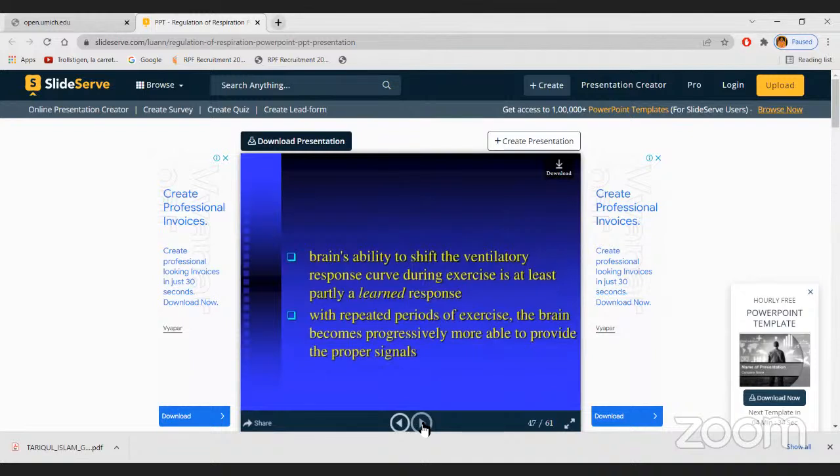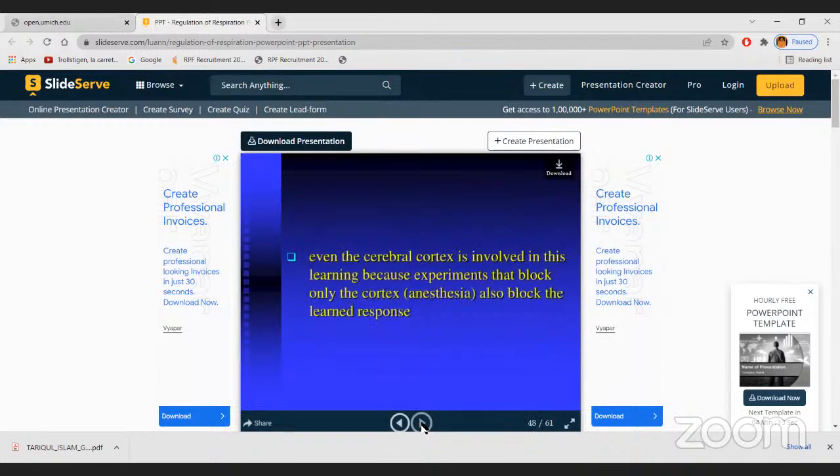The brain has the ability to shift the ventilatory response curve during exercise, in the least pattern of leading response. With repeated periods of exercise, the brain becomes progressively more able to provide the proper signals. Even the cerebral cortex is involved in this learning, because experiments that block only the cortex with anesthesia also block the learned response.